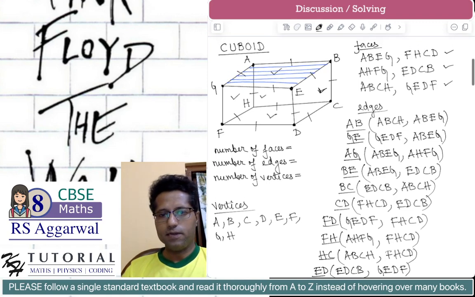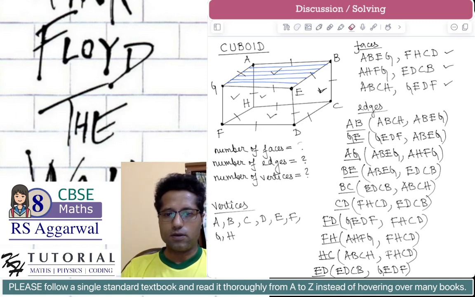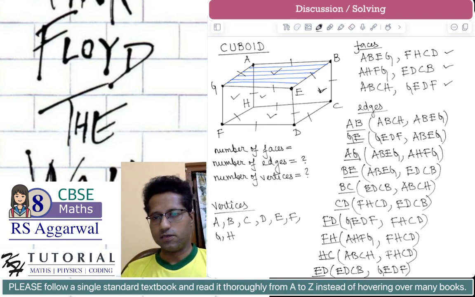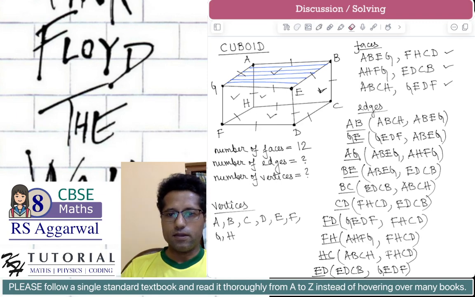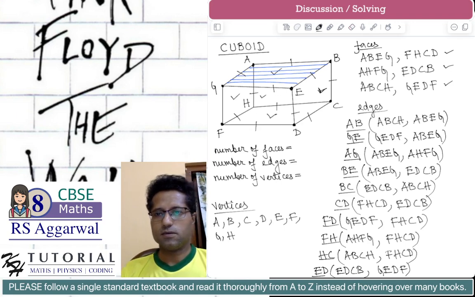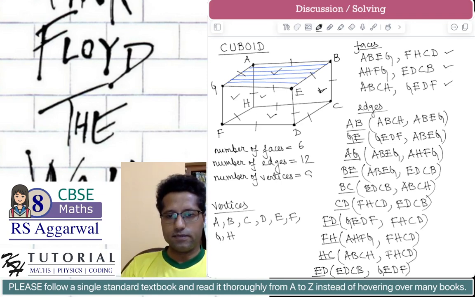Now let's complete these figures. So these figures are important. That is, for a given solid figure or shape, what is the number of faces, what is the number of edges, and what is the number of vertices, if they have. So for a cuboid, the number of faces is 6, number of edges is 12, and number of vertices is 8.